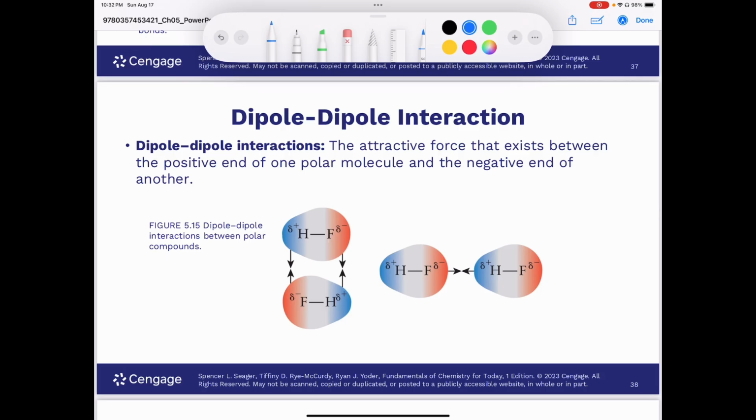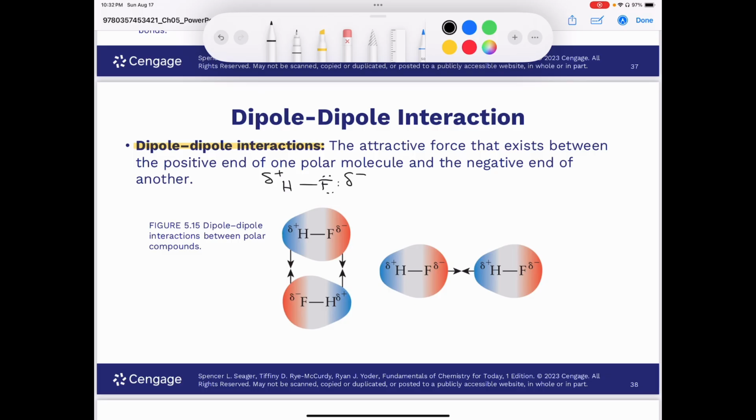Next, we have a dipole-dipole interaction. And a dipole-dipole interaction is just an electrostatic attraction between two polar molecules, so ones that have permanent dipoles in them. So if you take a look at hydrogen fluoride, if I just draw a simple Lewis structure of HF like this, you will remember that fluorine is the most electronegative element in the periodic table. And so it's going to be delta minus, which is going to make the hydrogen delta plus.